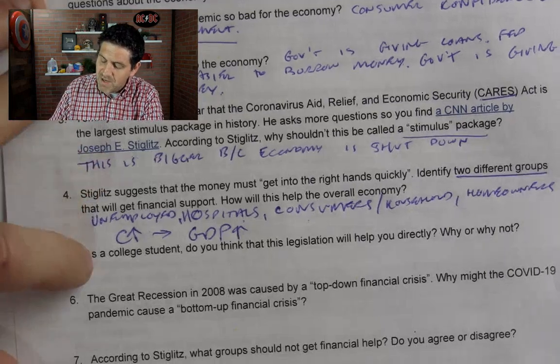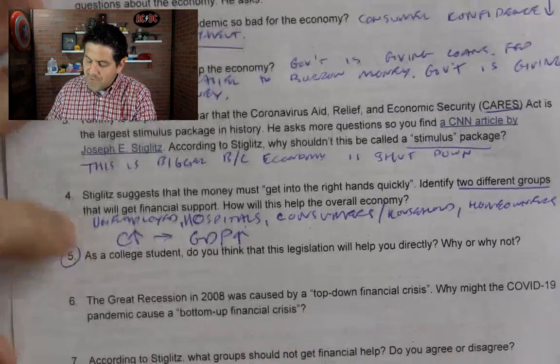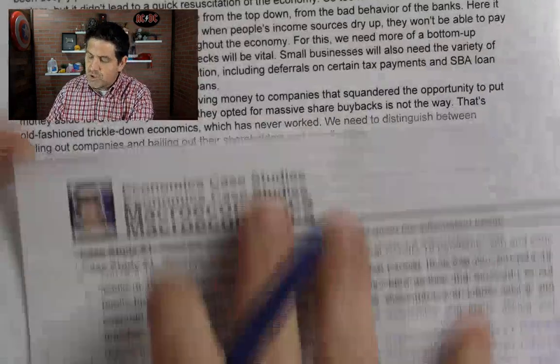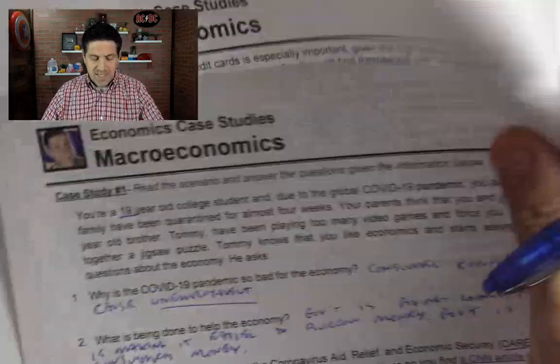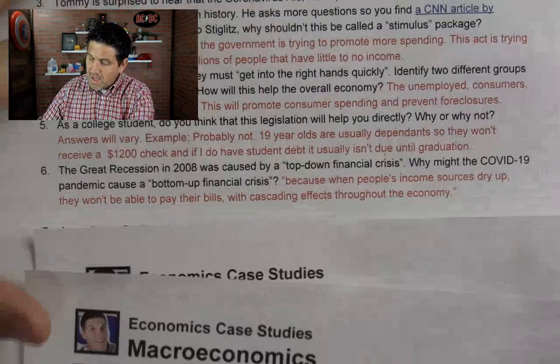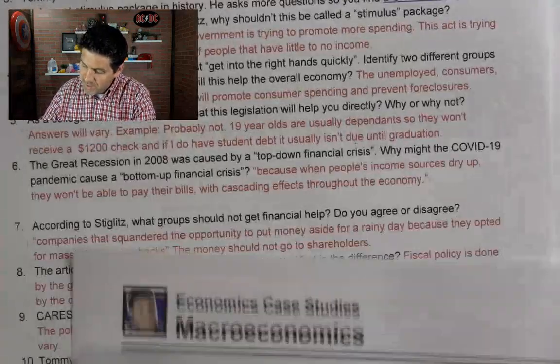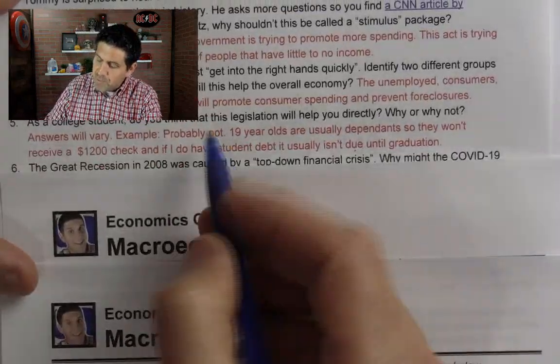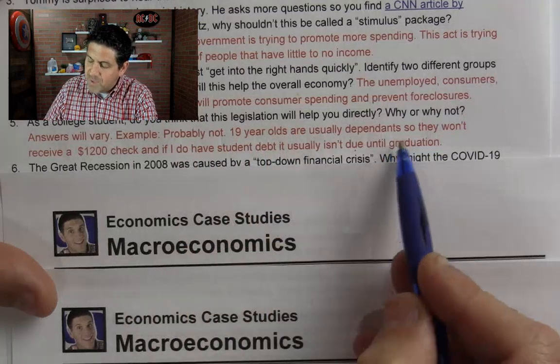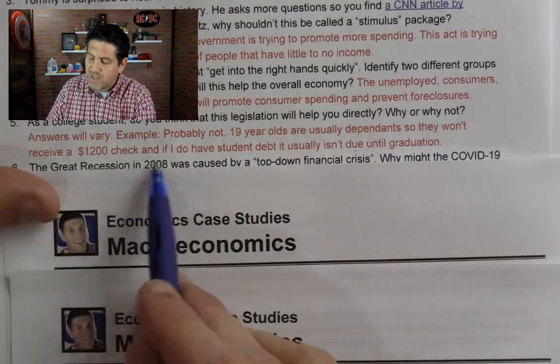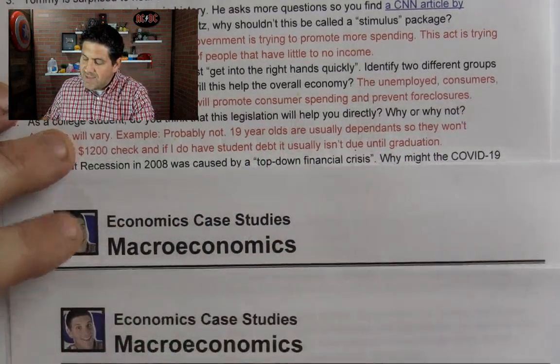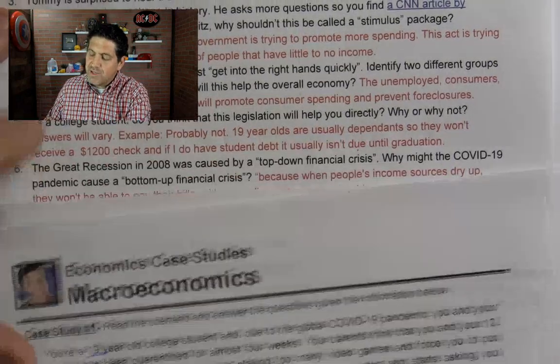This one is more of an opinion question, so I'll leave it blank for now. What I wrote is exactly what I just told you a few seconds ago. I put right here, answers will vary. Probably not. 19-year-olds usually are dependents, so they won't receive that $1,200 check. And you don't have student debt. It's usually not due until you graduate.